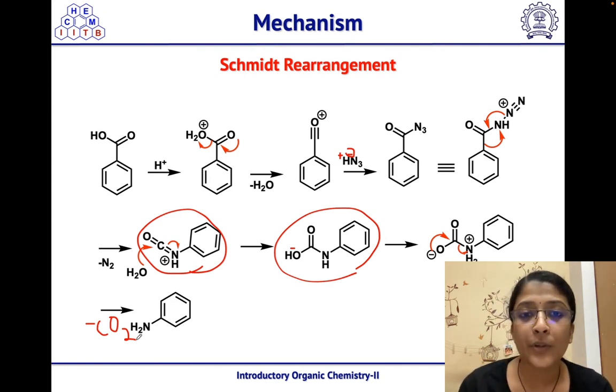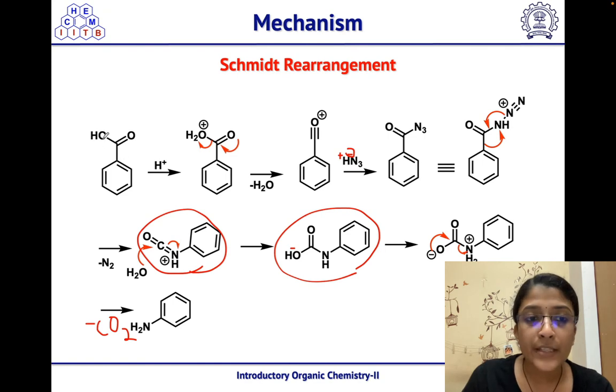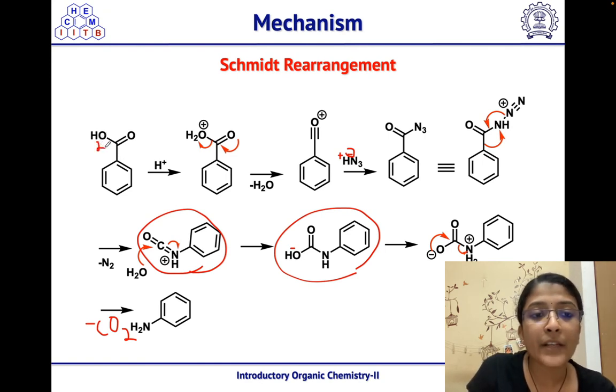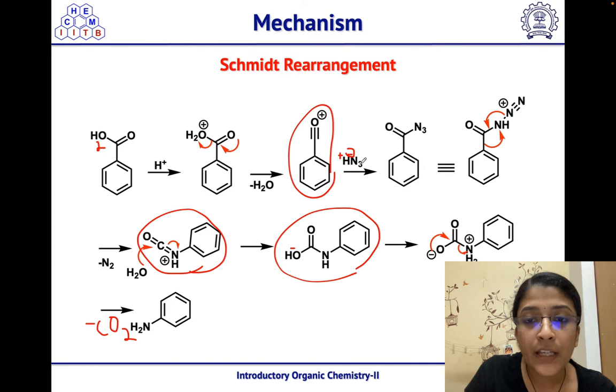Once again, coming to explaining this mechanism of Schmidt rearrangement, we are having an acid, benzoic acid. So this will get protonated and it will lead to formation of OH2 plus here. And once the lone pair of electrons on this carbonyl oxygen is falling down, this water molecule will get removed and we will get an acylium carbocation here. Now, in the presence of HN3, this N3 minus will attack on this acylium carbocation.